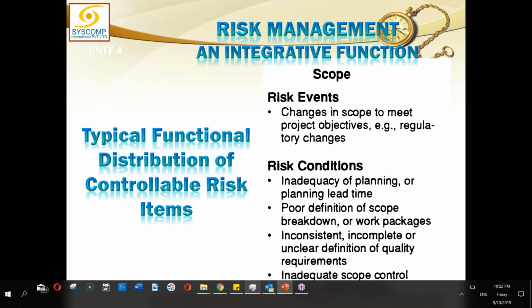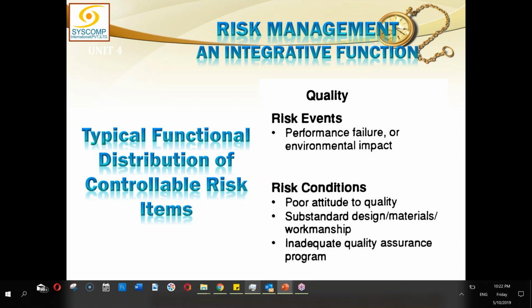Inadequate scope control design. Then is quality. In quality, risk events could be the performance failure or environmental impact. Risk conditions could be poor attitude to quality. You do not have a quality policy in the organization, or you did not plan for quality, or there is a poor planning in quality. Substandard design, material or workmanship, inadequate quality assurance programs.